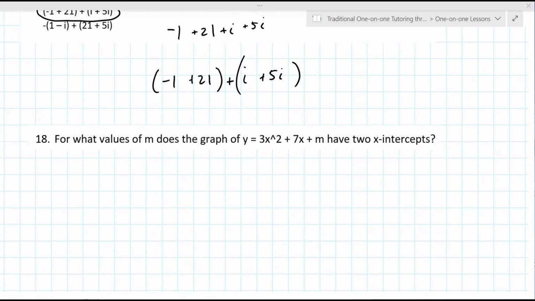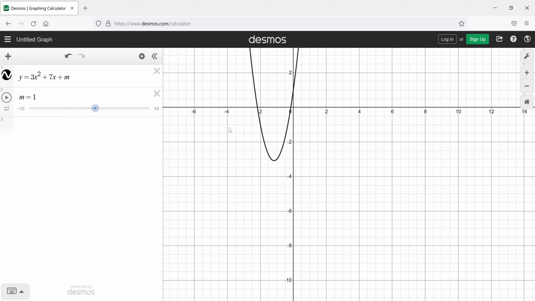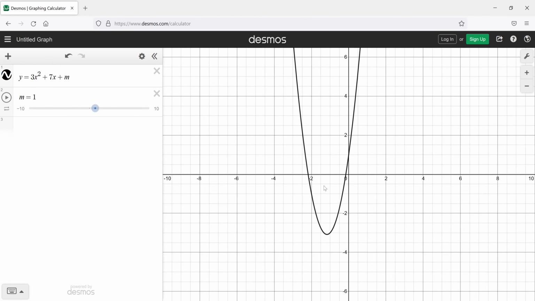So let me share. What I'm going to do is graph it exactly as it's written, y = 3x² + 7x + m. And you do add this slider, okay? Now, if you hit the home button, get home. The way the question is written is it says, for what values of m does the graph have two intercepts? So you can see they give you kind of these breakpoints.